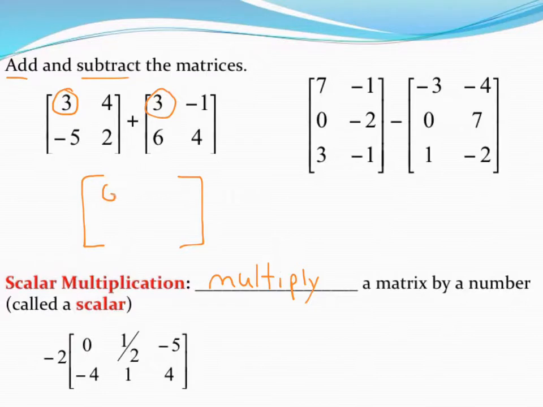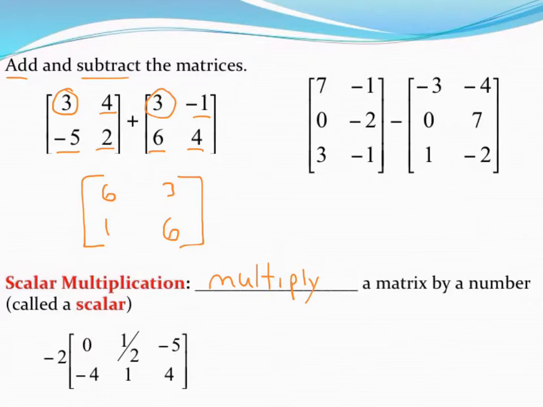So 3 plus 3 gets you 6, negative 5 and 6 get you a 1, 4 and negative 1 gets you a 3, and then finally 2 and 4 gets you a 6. So there is my answer matrix. It's that simple. When I go to subtract matrices, we do them the same way.